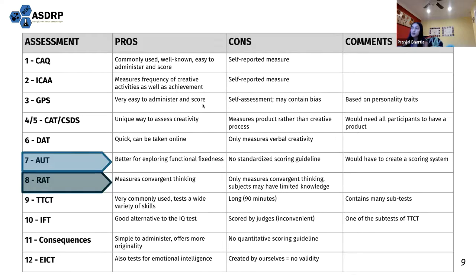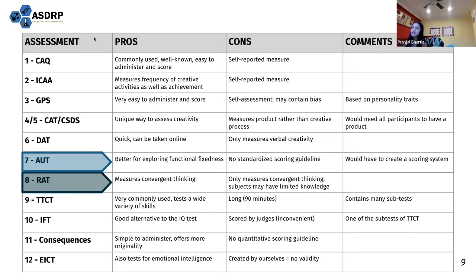The next test is the Gough personality scale. This was the one where participants checkmark characteristics that they feel apply to themselves and get a score according to that. Again, this is probably the easiest to administer and score out of all the tests, but we were concerned that it may contain some bias, because I might feel that I am very intelligent or very social, but other people might feel differently. So sometimes our perceptions of ourselves aren't 100% accurate.